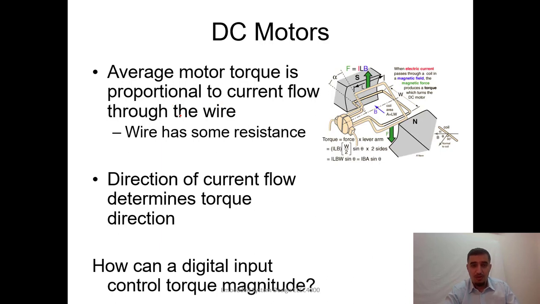The average motor torque is proportional to the current flowing through the wires, and the wire has the same resistance. So as we increase the current, we will get more torque.